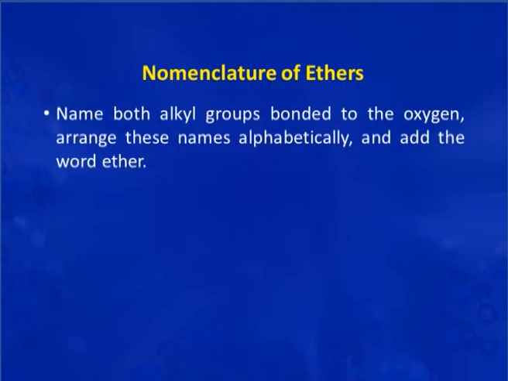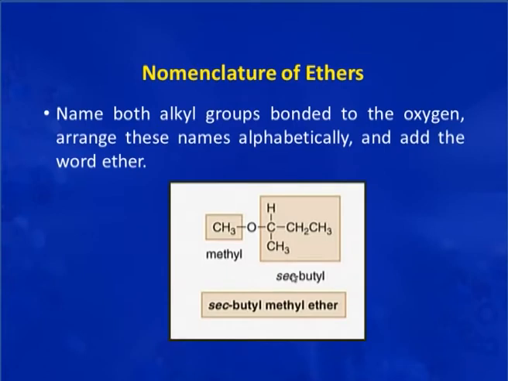For giving names to ethers, the 2 alkyl groups present along the oxygen atom are first named. They are placed in alphabetical order, and then after that, ether is written. That is how we name an ether. We will show this with the help of an example. Here in this particular molecule you can see that we have a methyl group and a secondary butyl group. Alphabetically, the secondary butyl group will come first and then the methyl group. So the name of the molecule will be secondary butyl methyl ether, as has been shown here.